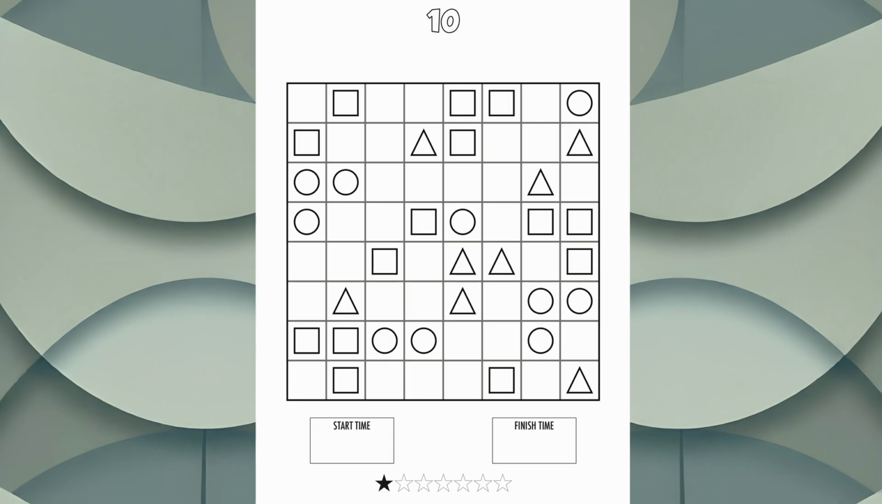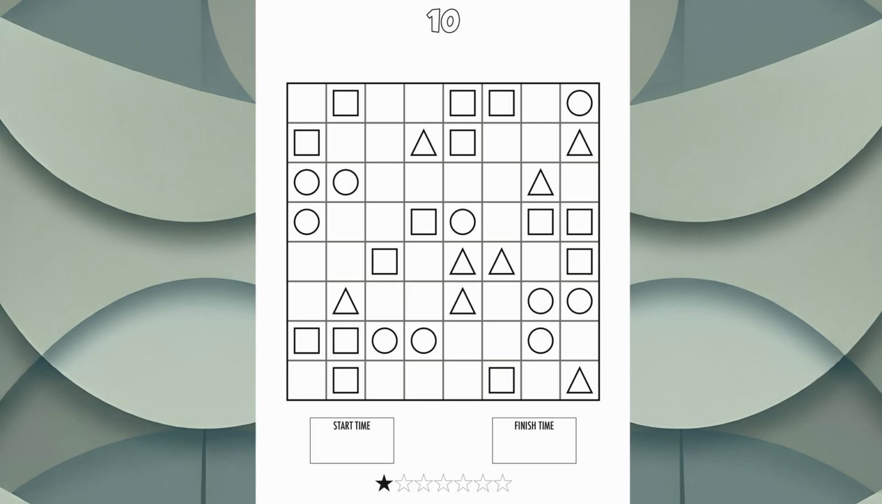The first rule, rule 1, is that you cannot have the same symbol 3 times in a row. So if we look up here, for example, we've got 2 squares and an empty cell here. The empty cell cannot also be a square because that would be 3 squares in a row, and that's not allowed. So that's rule 1. Can't have the same symbol 3 times in a row.